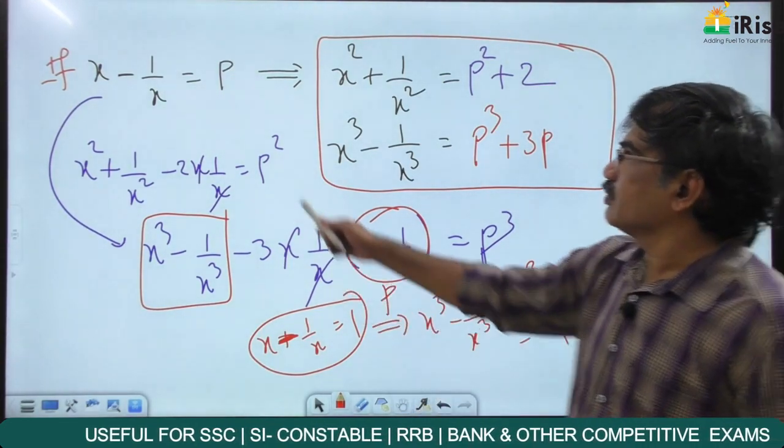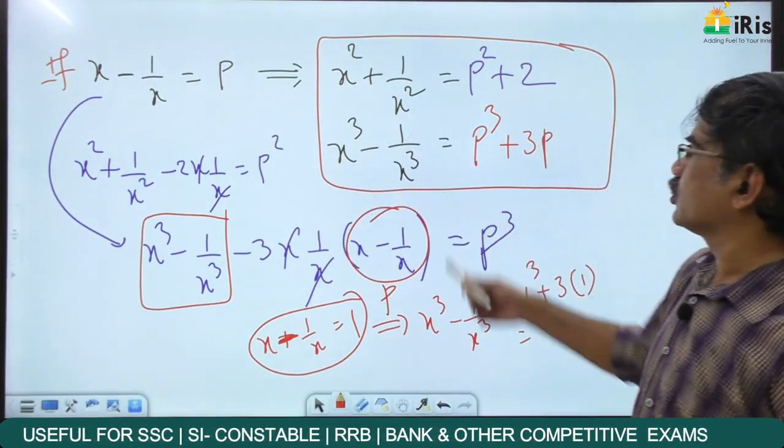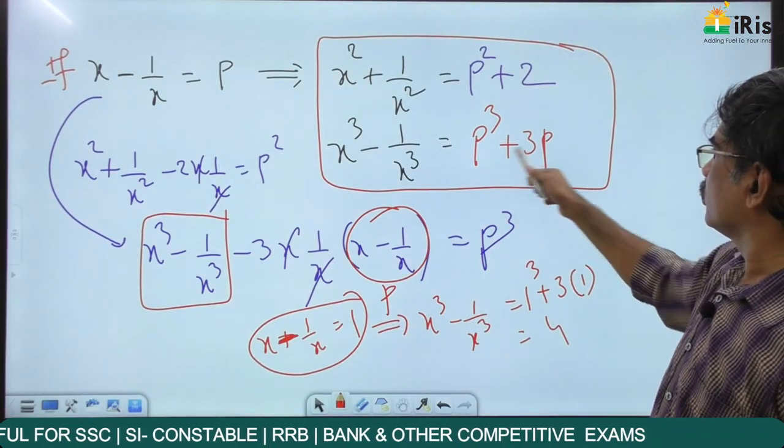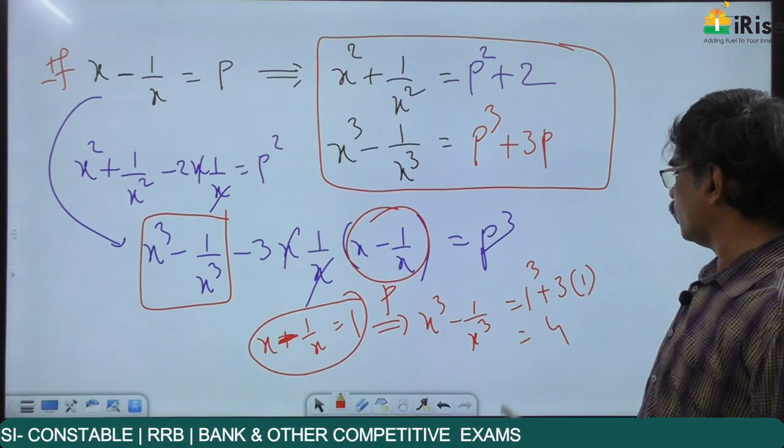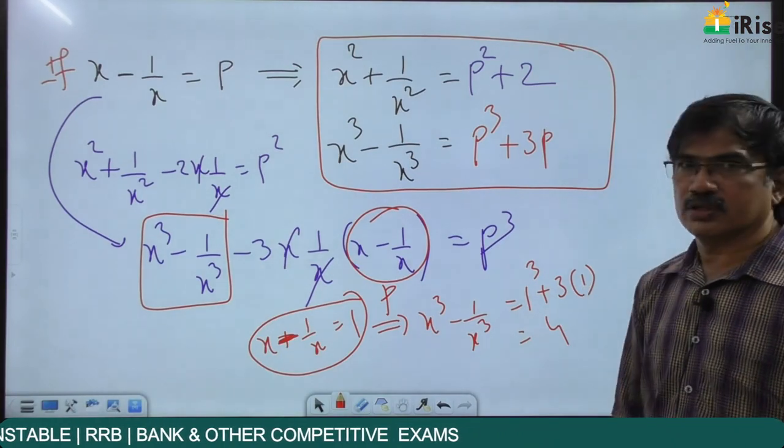Understood? If x minus 1 by x is p, x cube minus 1 by x cube is equal to p cube plus 3p, where p is 1, p cube plus 3 into 1, which is equal to 4.